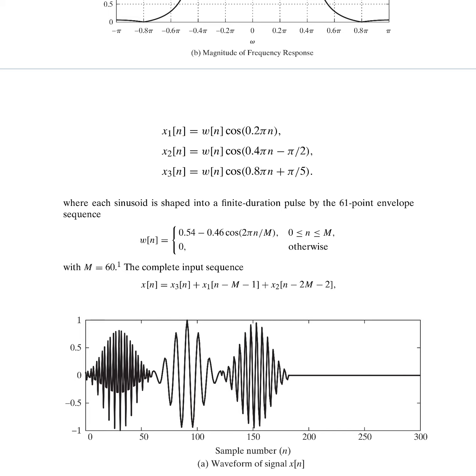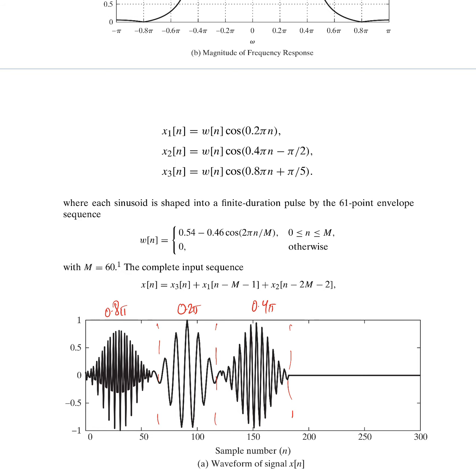So the highest frequency pulse, let's label them. The highest frequency pulse comes first, and this is at 0.8 pi. This is at 0.4 pi, and this is at 0.2 pi. So the highest frequency pulse comes first, then the lowest, followed by the mid frequency pulse. So this signal is quite nicely captured. This is the waveform of the signal x of n.